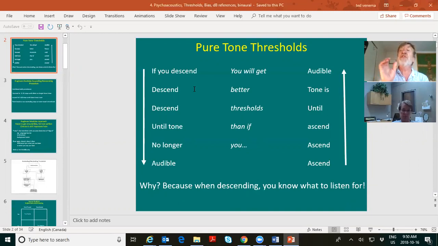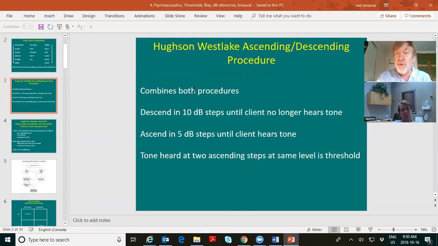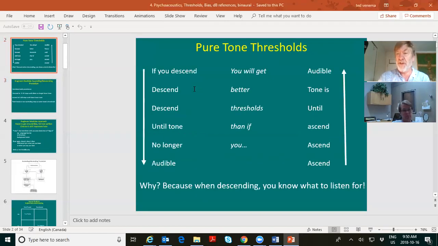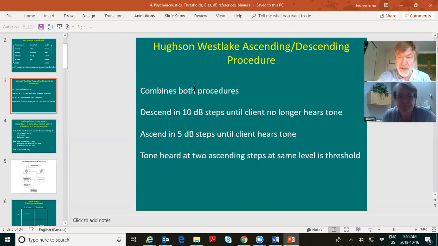So if your method of testing involved descending only, that's going to give you better hearing thresholds at softer decibel levels than if you ascended from nothing and went up, because when you're ascending, you don't know what you're listening for. Okay, this is where two guys who lived in a van down by the river in Wisconsin at a state fair, believe it or not, came up with the way we test hearing now. We use an ascending-descending procedure. We combine both of these.